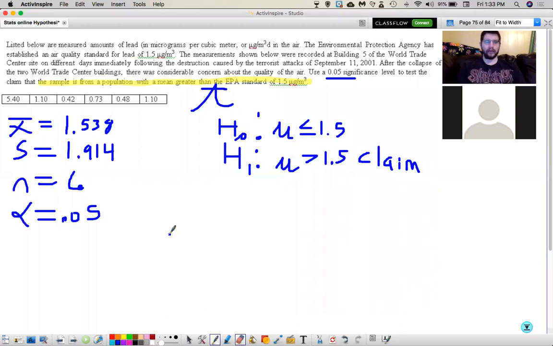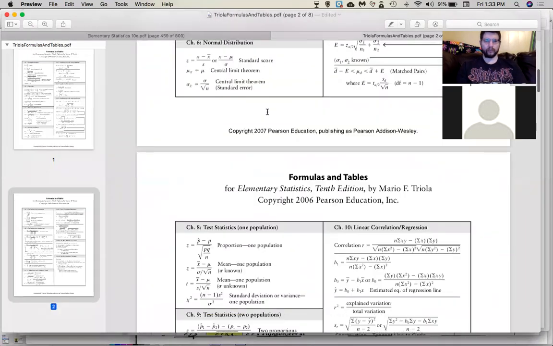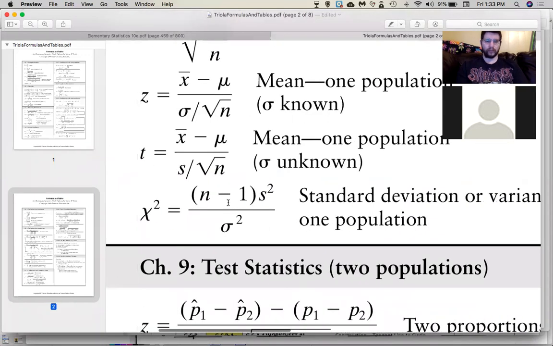And then we're going to calculate the test statistic. It's a T distribution, so I'm going to use the T test statistic. If you don't remember, it's right here in your formula sheet.